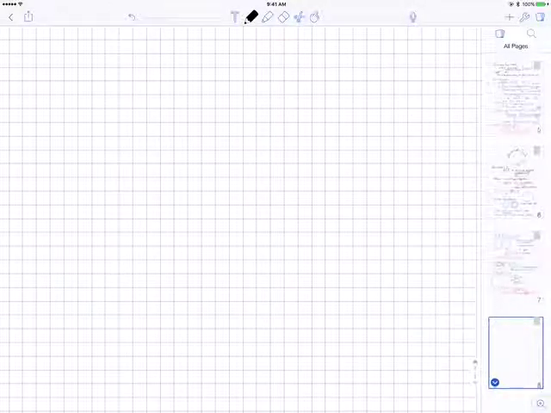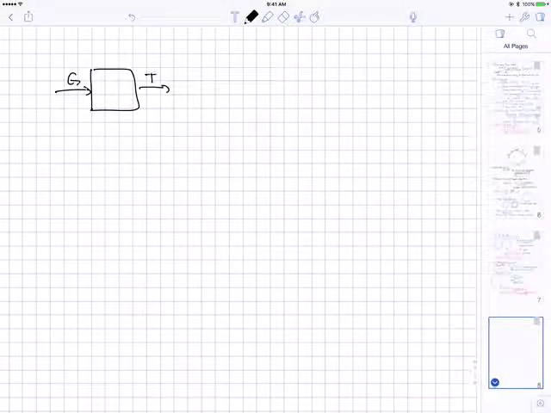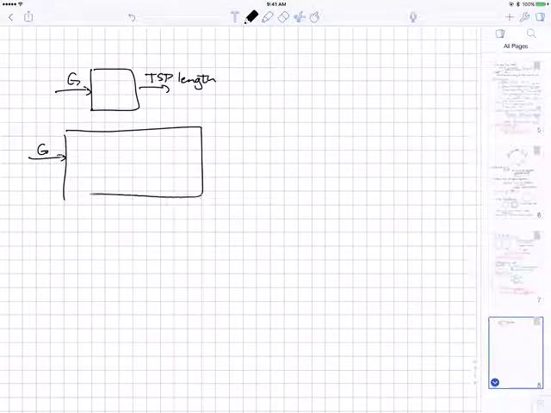Okay. So this is one of these magic self-reduction problems. I have a box where I can feed in a graph, and it will give me the length of the shortest traveling salesman problem tour. I want to use this as a subroutine to actually construct the tour.